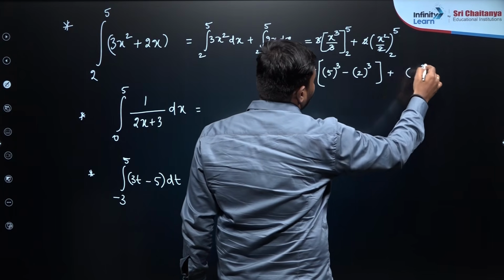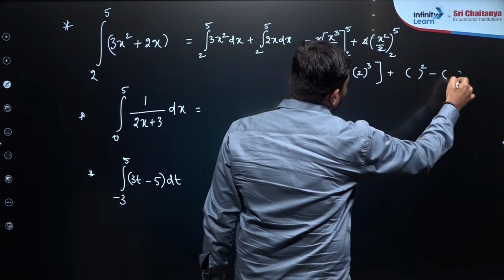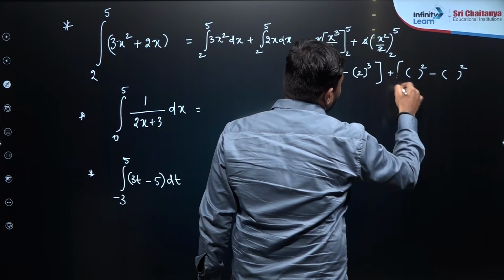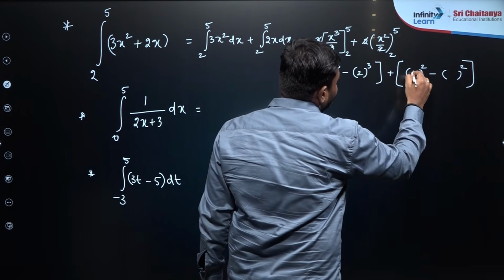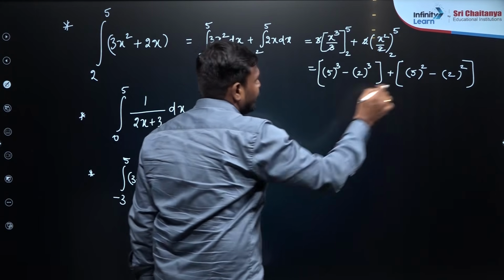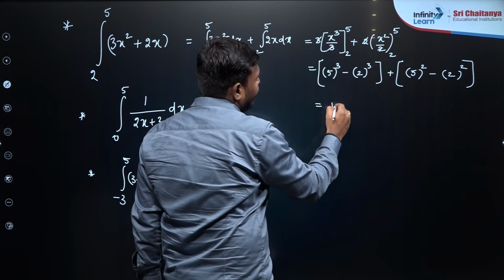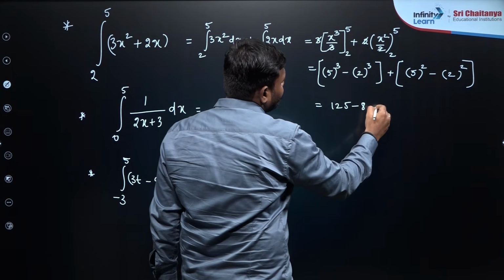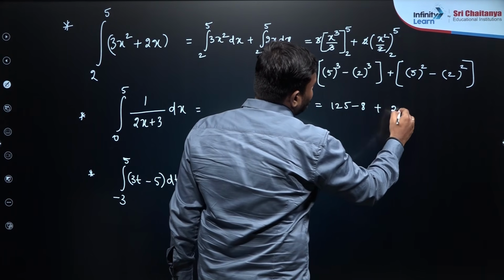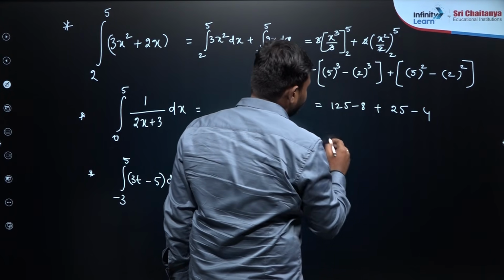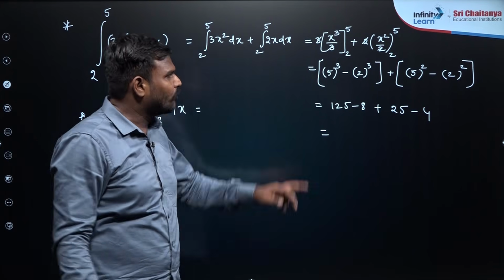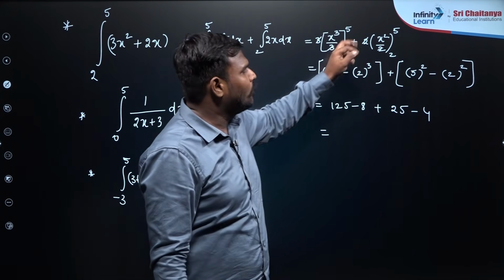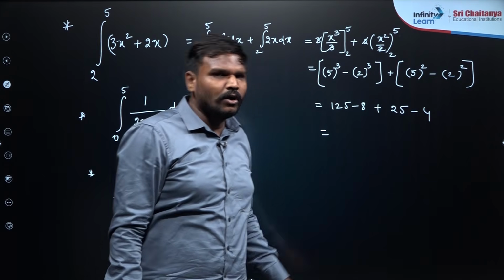x square and lower limit. So what is the upper limit here, sir? 5. And what is the lower limit? 2. So calculate the value, sir. 125 minus 8 plus 25 minus 4. Is that clear? So this is how we solve the question: upper limit minus lower limit. Upper limit minus lower limit.